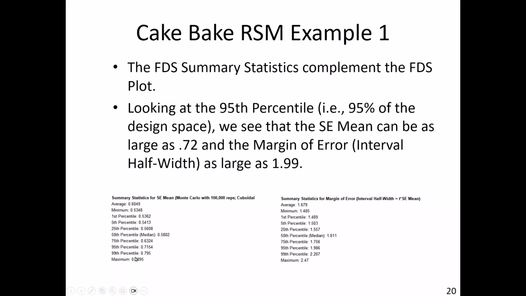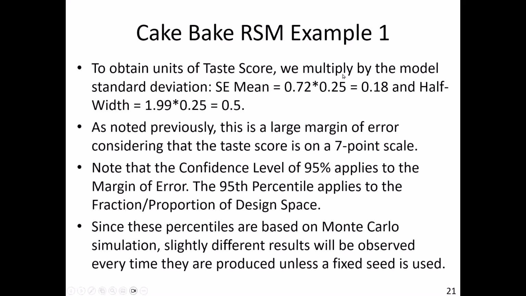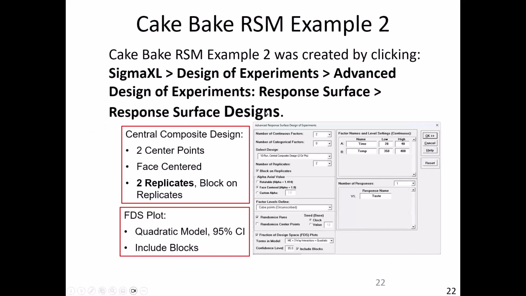And in the summary statistics, the number that we're going to use is this 95th percentile. So here we can see that the standard error of the mean for the 95th percentile can be as large as 0.72, and the 95th percentile 1.99 for the margin of error. Now, to obtain units of taste score, we multiply the SE mean by the model standard deviation. In this case, it's 0.25, so we have an SE mean of 0.18 and a half width of 0.5. All right, so this is quite large, again, because we're on a 1 to 7 scale.